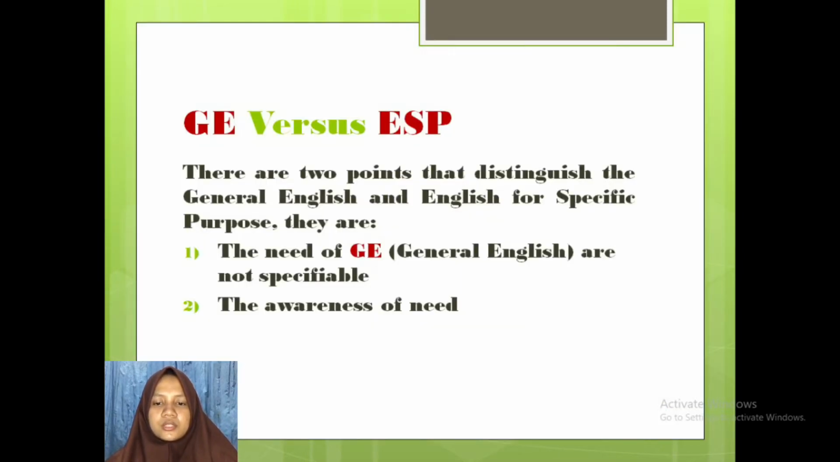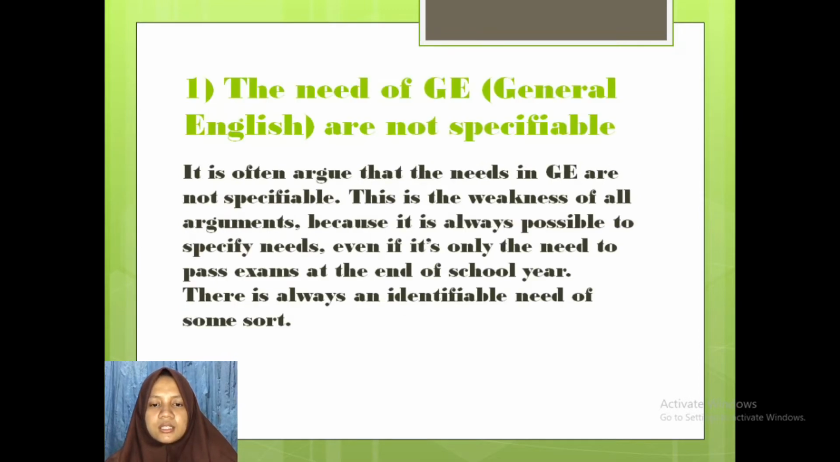GE versus ESP. There are two points that distinguish general English and English for specific purpose. They are: one, the needs of GE, or general English, are not specifiable; and two, the awareness of need. First, the needs of GE are not specifiable.